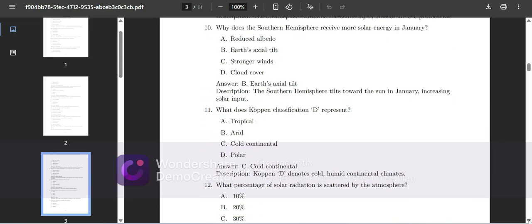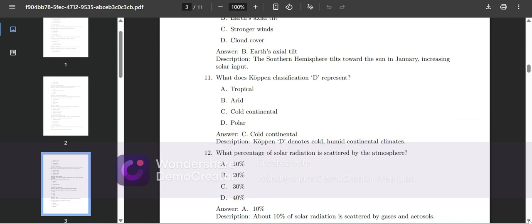Why does the southern hemisphere receive more solar energy in January? Earth's axial tilt. The southern hemisphere tilts towards the sun in January, increasing solar input. What does Köppen classification D represent? Cold continental. Köppen D denotes cold, humid continental climates.